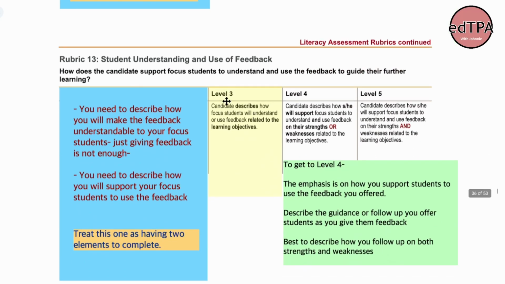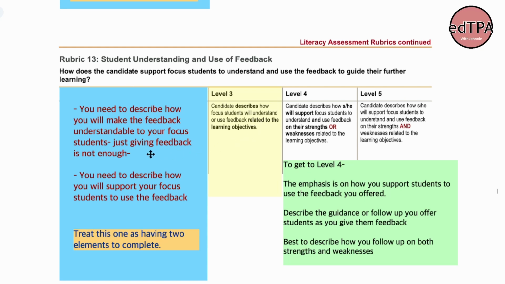Let's go to rubric 13. How does the candidate support focus students to understand and use the feedback to guide their further learning? This is about the feedback, and again, it's about understanding. How do you set them up to understand the feedback? How do you support them to use the feedback? So for level 3, candidate describes how focus students will understand or use feedback related to the learning objectives. So it's not asking for both, but you try for doing both.